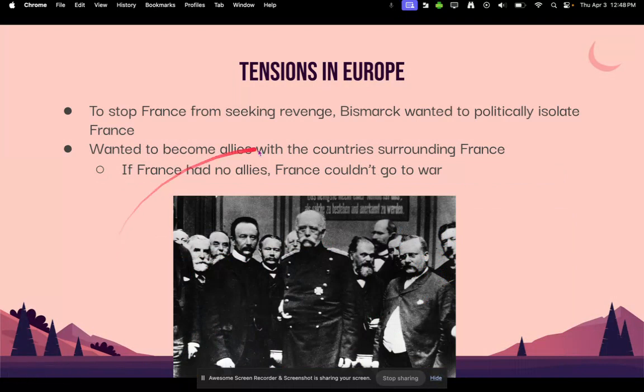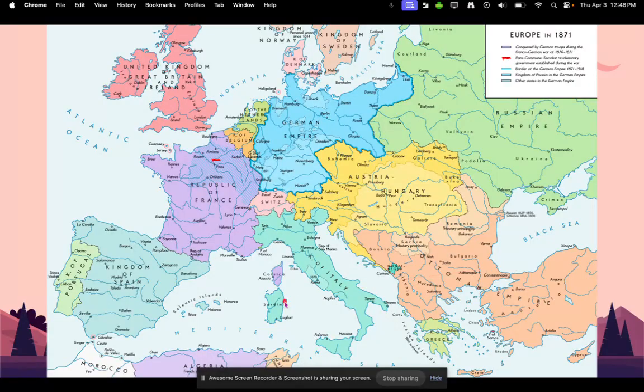So, to stop France from seeking revenge, Bismarck wanted to politically isolate France. He wanted to become allies with all the other countries that were surrounding France. That way, France had no neighboring allies, which meant that France couldn't go to war. Because if France didn't have any allies, it would pretty much be a death sentence for France because they would lose big time.